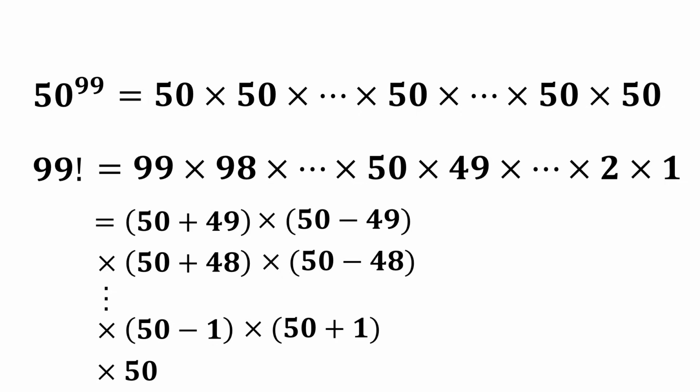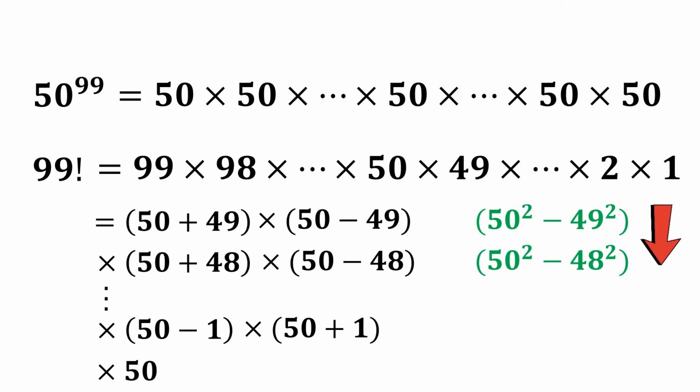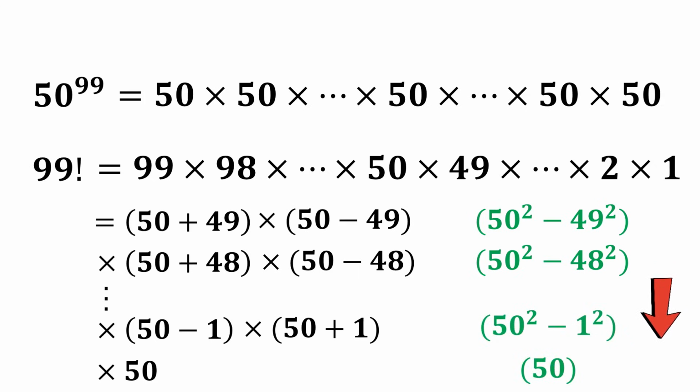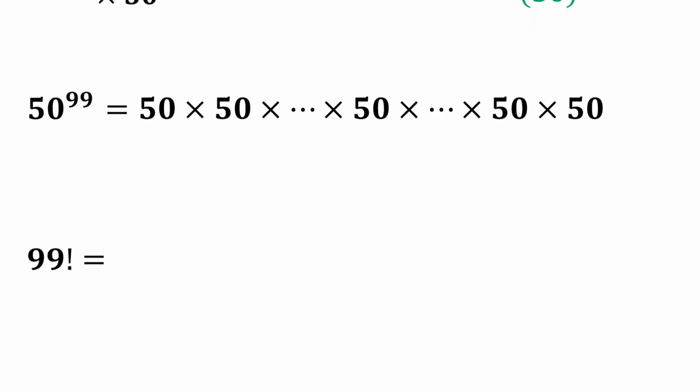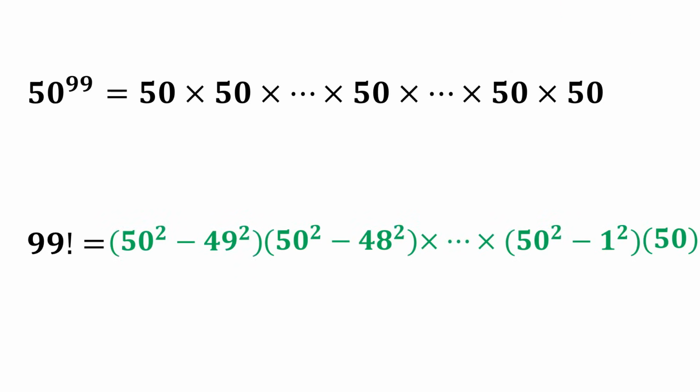Because we can use the conjugate identity. We know that a minus b times a plus b equals a squared minus b squared. So the first pair becomes 50 squared minus 49 squared. The second pair becomes 50 squared minus 48 squared. And this continues until we reach 50 squared minus 1 squared. In this way, we simplify 99 factorial as much as possible and write it in a very organized form.